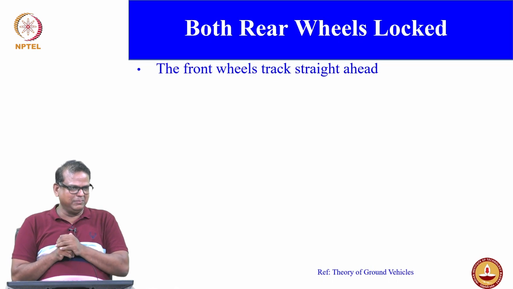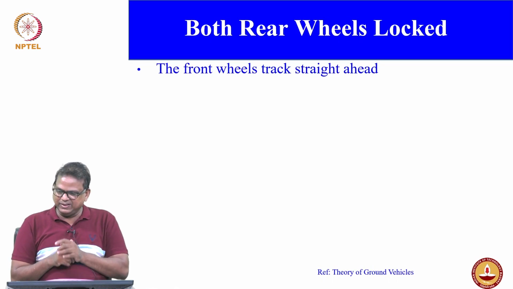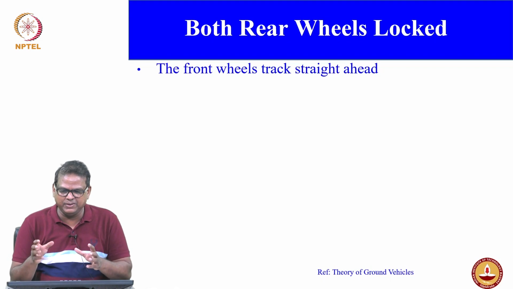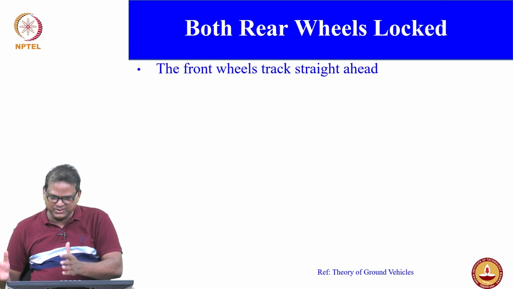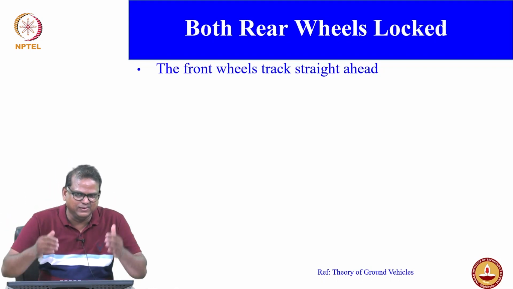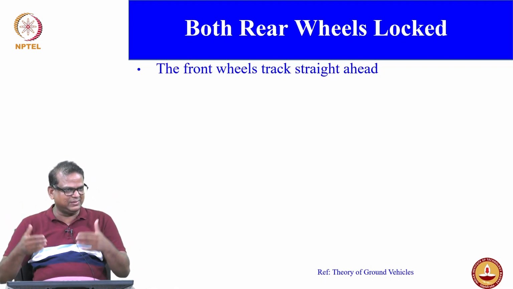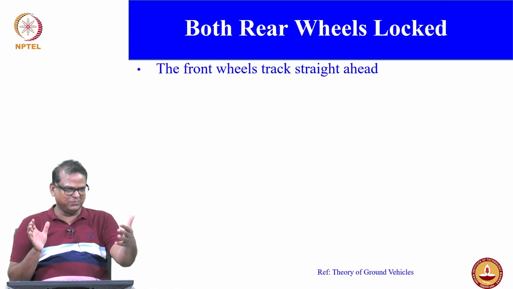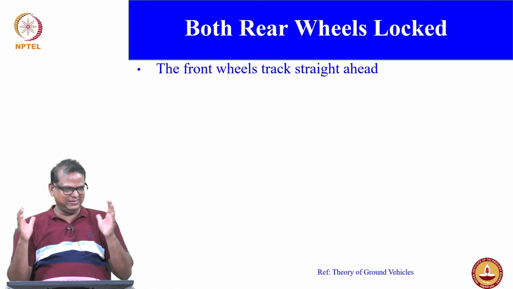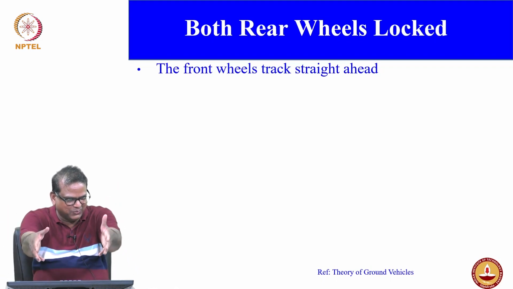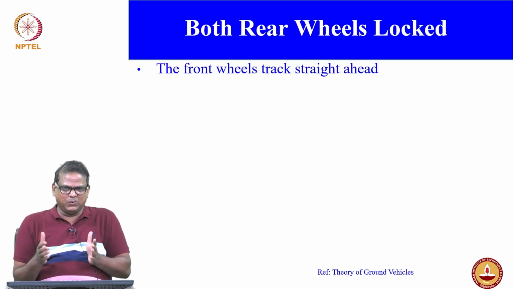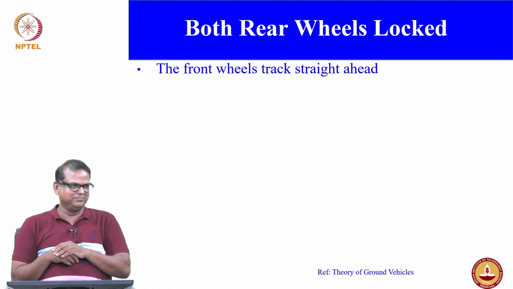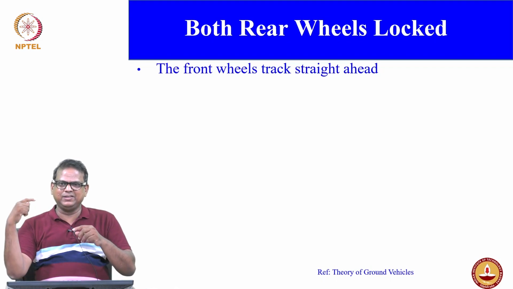That will create an imbalance. And remember, during braking, certain mass is also added to the front axle, whereas the mass is reduced at the rear axle. So what do you expect now? Already I gave the clue. The front axle is moving straight with the heavy load, whereas the rear axle becomes lighter, but they are locked. So what do you expect now?